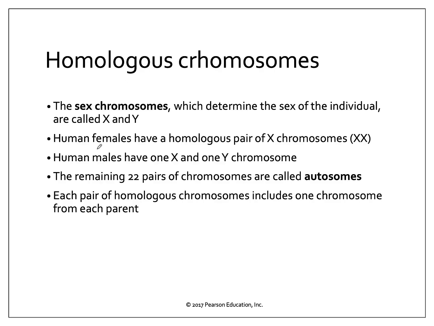Typically, human females are going to have an X and an X. Typically, human males are going to have an X and a Y. The Y is actually going to determine maleness, so Y has genes on it that trigger the production of male genitalia and male hormones. Again, the remaining 22 pairs are called autosomes.